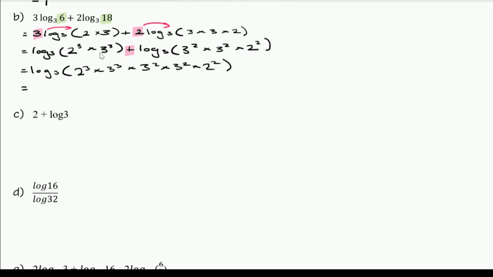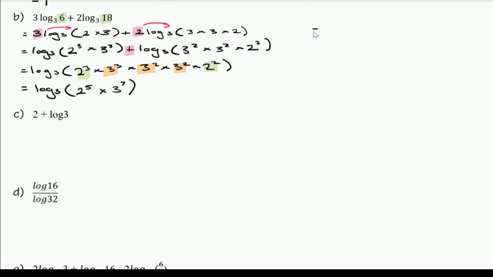And of course, using my log laws, I can add up all of the bases that are the same. So I can add these ones up, and then I can add these two up together. So this is going to tell me that if I've got log base 3, I'm going to have 2 to the power of 5 times 3 to the power of 7 here. Now this may look like it's the simplest, but I can actually go even further.